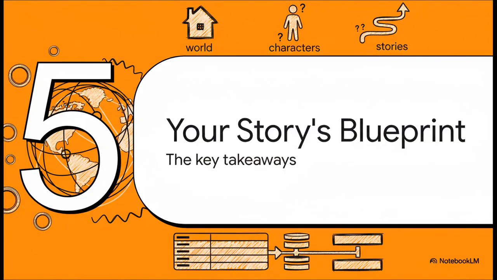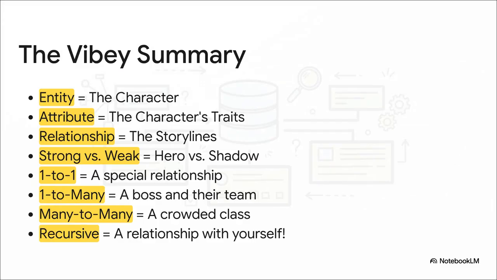All right, we've done it. We've built our world, we've met our characters, and we've mapped out their stories. Now let's just step back and take a look at the blueprint we've created with a really quick summary of everything we've just covered. Let's recap it, quick-fire style. An entity, that's your character. An attribute, those are the character's traits. A relationship, that's the storyline. Strong versus weak, that's the main hero versus their shadow. One-to-one is that special, exclusive relationship. One-to-many is like a boss and their team. Many-to-many is that big, crowded university class. And a recursive relationship, well, that's a relationship with yourself.